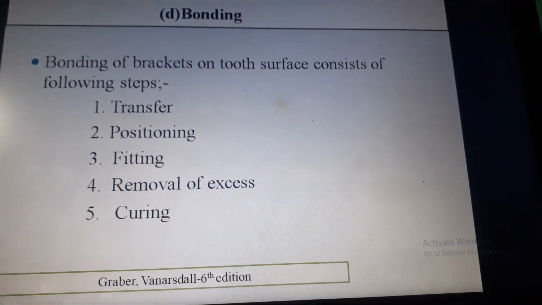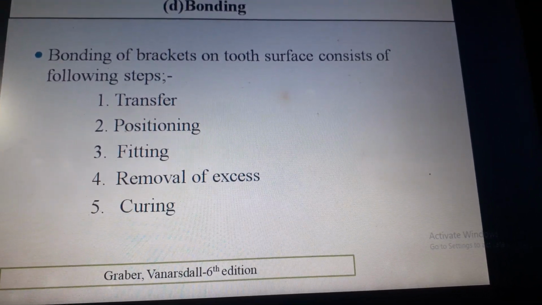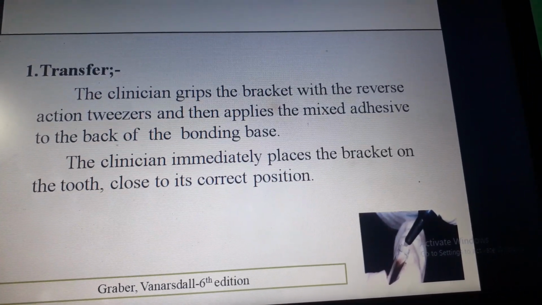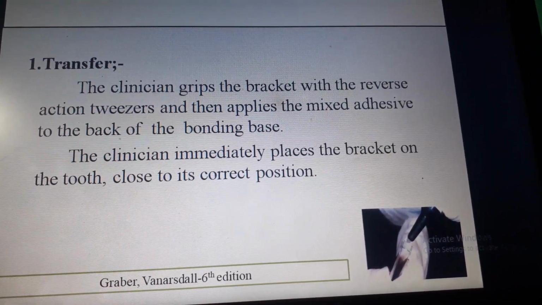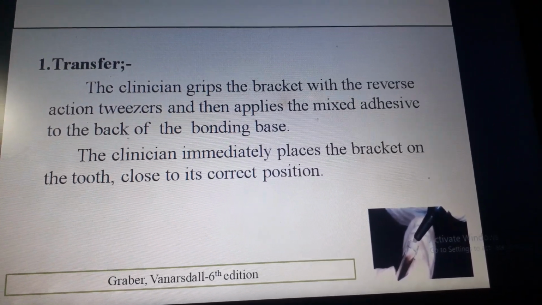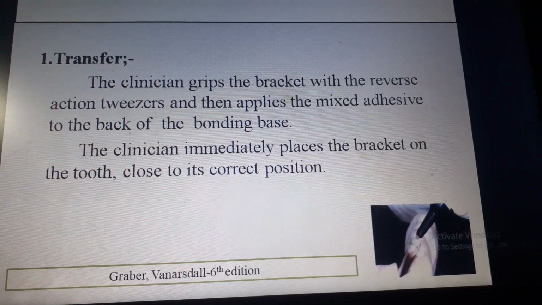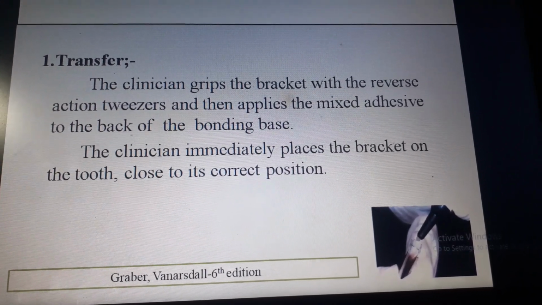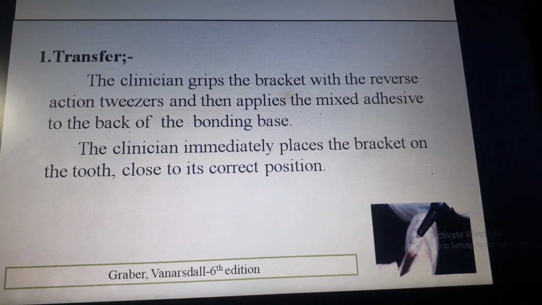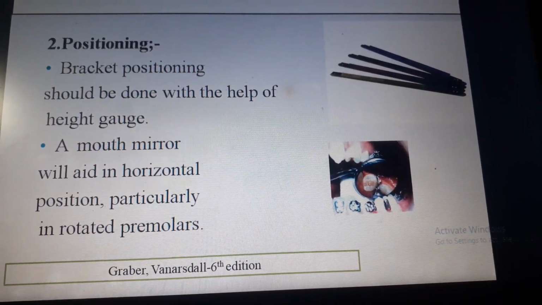Coming to the bonding procedure: first is transfer, then positioning, then fitting, then removal of excess, then curing. First is transfer. With the reverse action tweezer, we will transfer the bracket and the composite is taken. Apply some adhesive on the back of the bracket bonding base for correct positioning of the bracket.